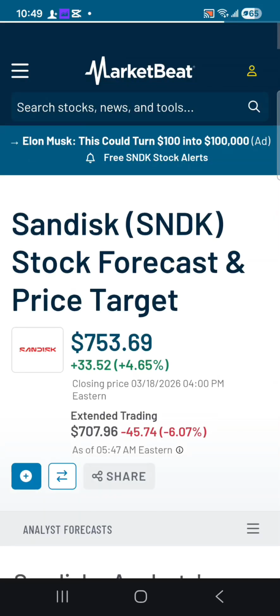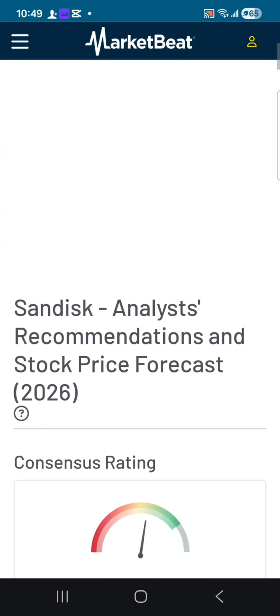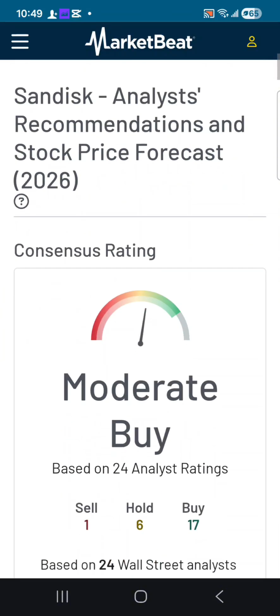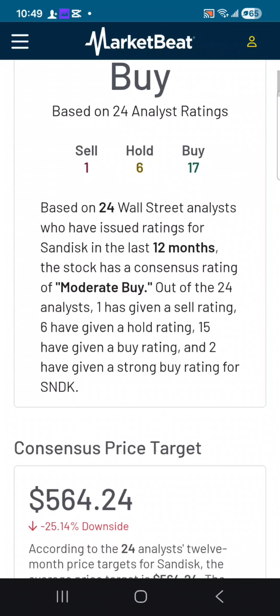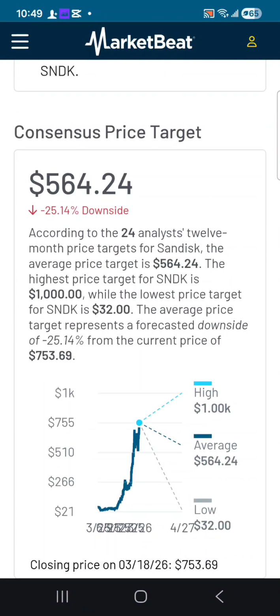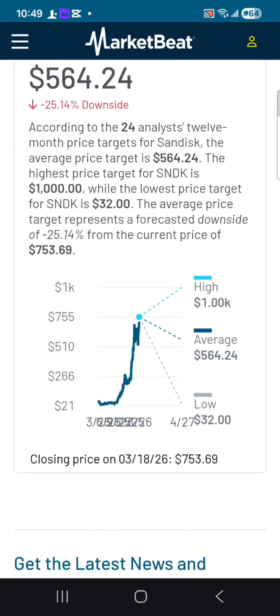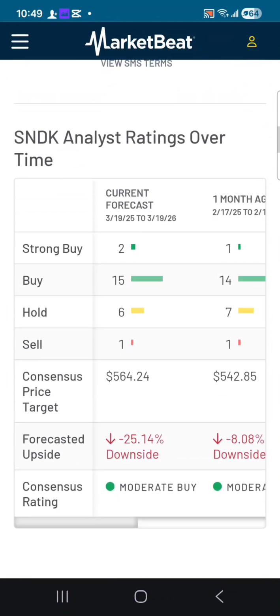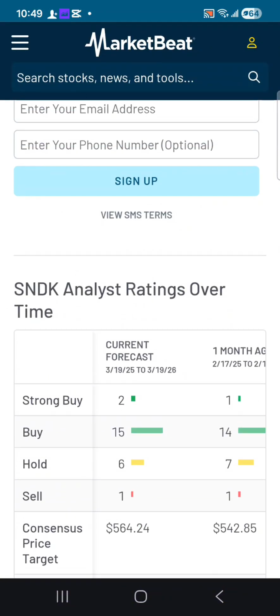On the analyst forecast, it's already showing me to moderately buy this particular stock. Now here is the price. You can see the current trend is trading above $700, and on the high it is $1,000. So that is how it is projected. Definitely this stock is showing us from the current forecast that you can strongly buy the stock because it still has very high potential.